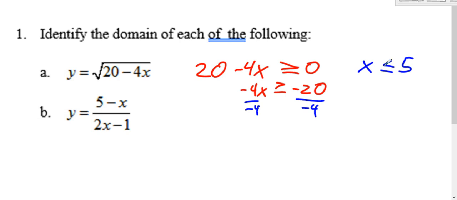So that inequality turned into interval notation, because that's the way that we write domains most often. You think about it on the number line, you got 5, and it's a bracket because it's or equal to, and it's going to the left. So that's negative infinity up to 5, and a bracket at 5.